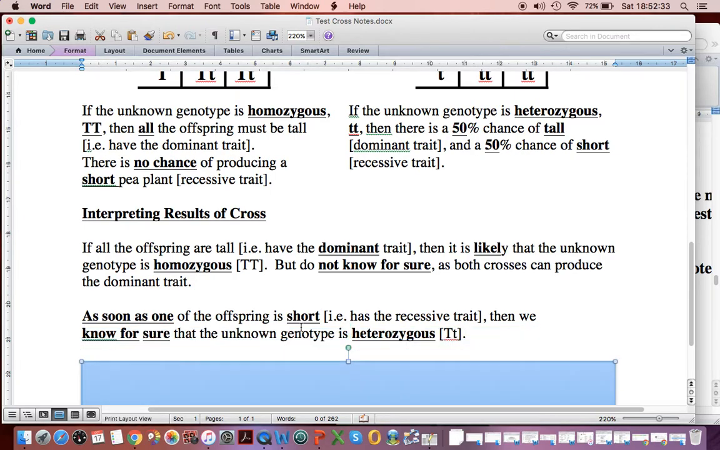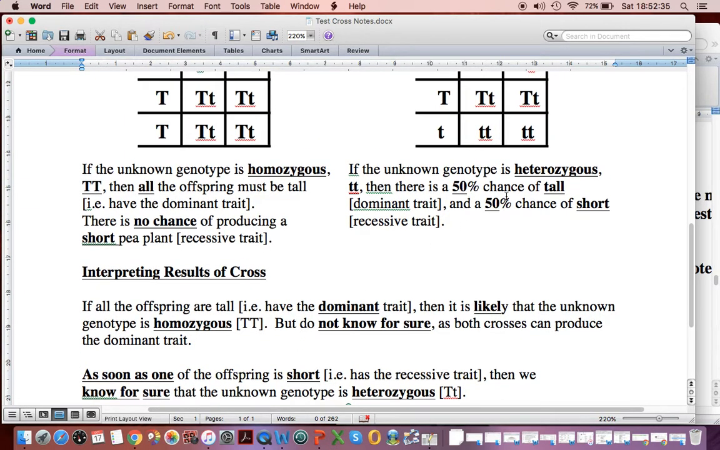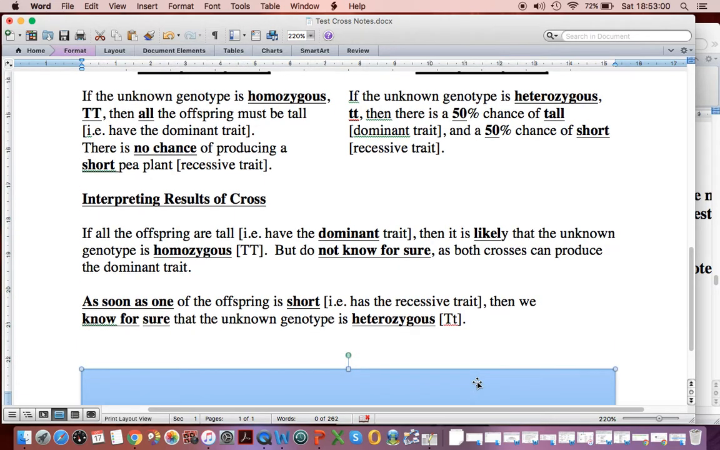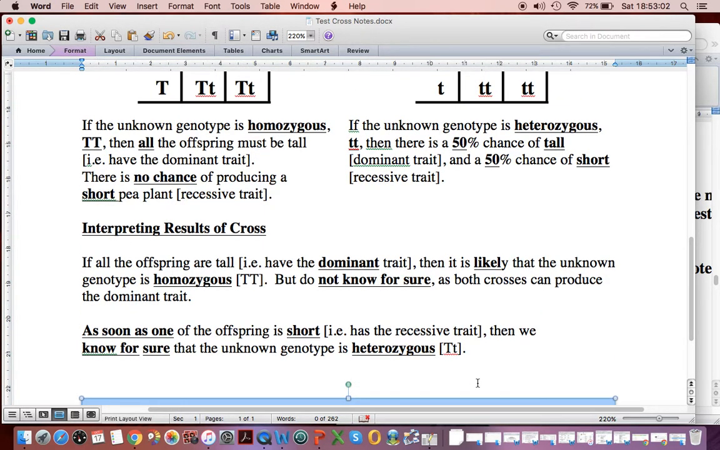On the other hand, as soon as the short trait appears in the offspring, we know for sure it was heterozygous, because the homozygous dominant will not allow us to get that recessive trait, the short trait, appearing. So it only took one to convince us that it was heterozygous for the unknown genotype. So you will be asked questions about that. I hope it makes sense.